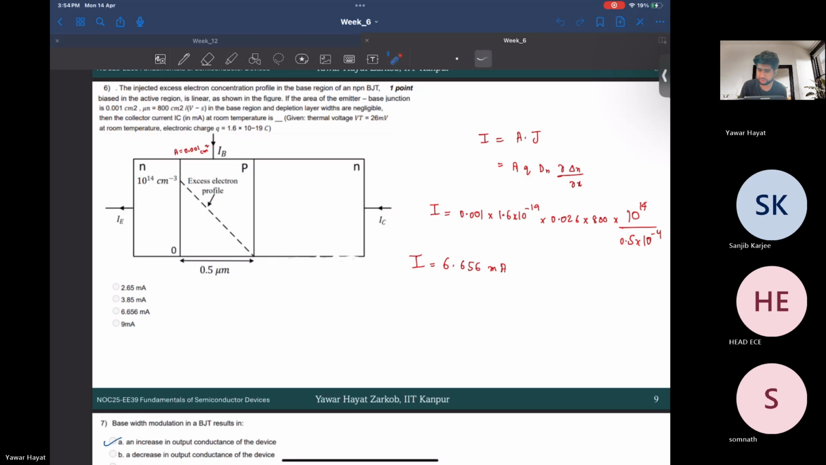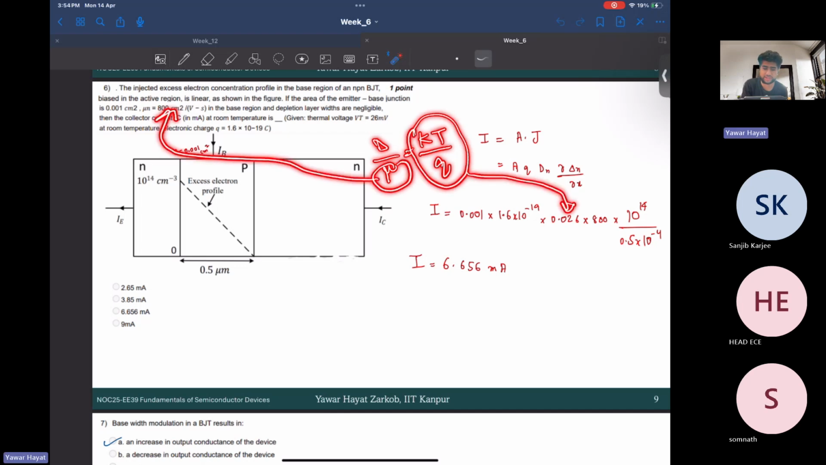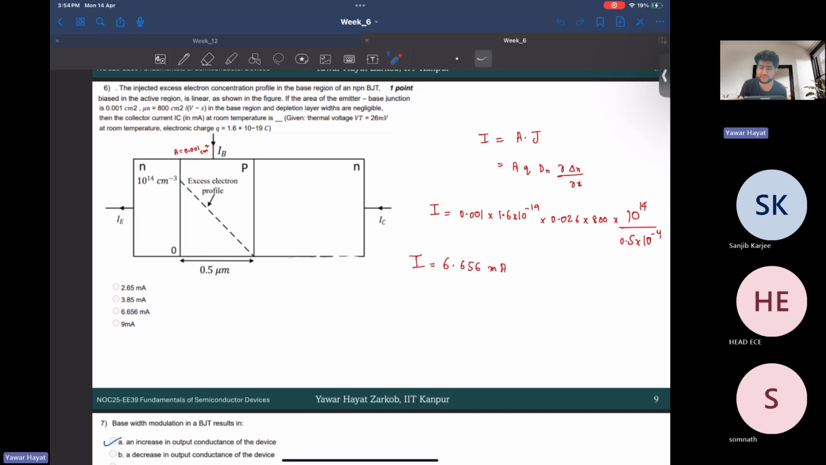How I have computed Dn, I've utilized Einstein's equation, because D by mu is kT by q. This particular is 0.026. Mu is 800 centimeters square. Since this was already given in centimeters square, I did not change it. So I multiplied kT by q with mu to get Dn. Is this fine? This particular would be Dn. Up to that point. Okay.